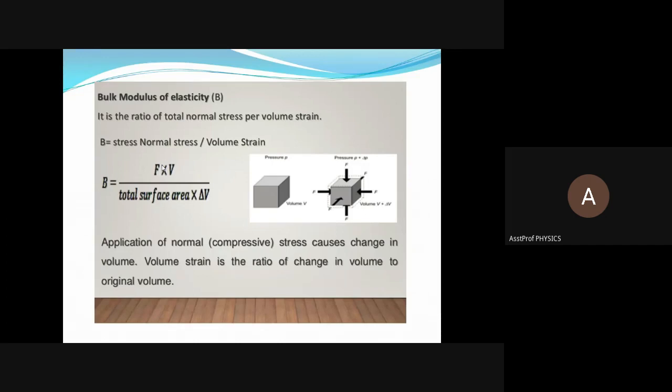That A is nothing but area, total surface area of the object, and delta V is the change in volume. Volume எவ்வளவு change ஆயிருக்கு அப்படின்றது தான் அந்த delta V. So volume strain is the ratio of change in volume to the original volume.